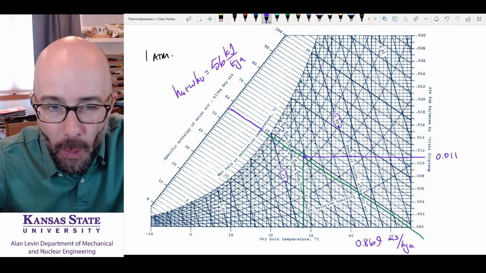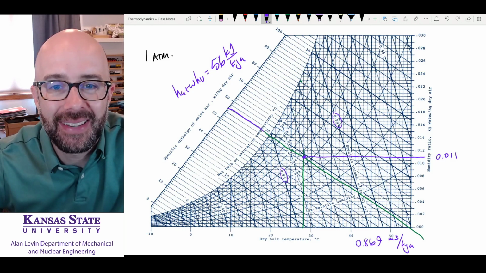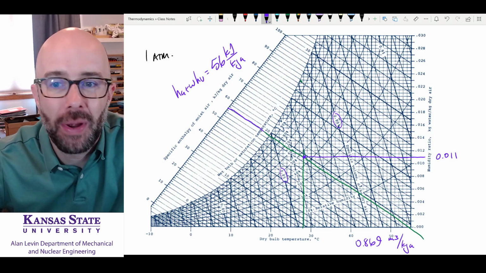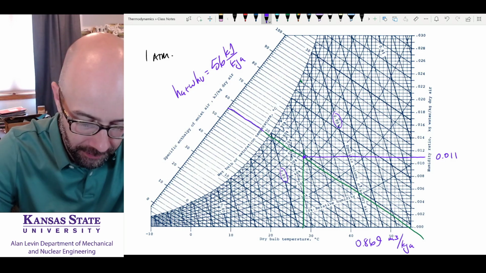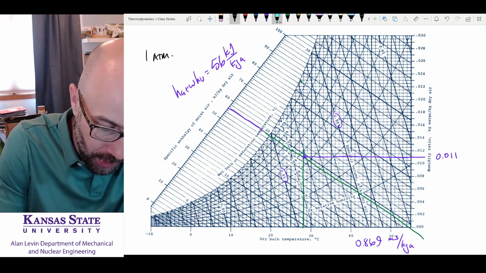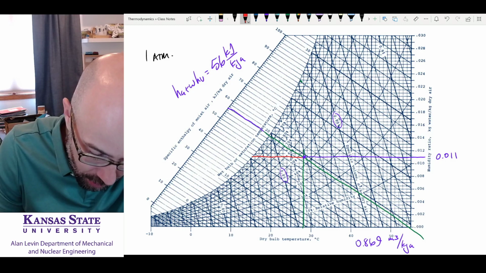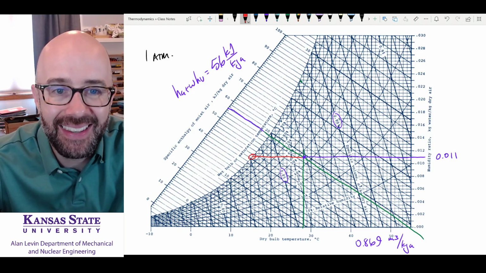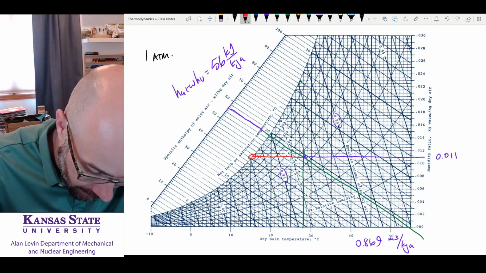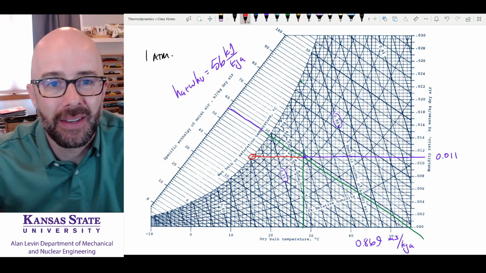The dew point is what we get if we were to cool this down at constant pressure without changing the humidity ratio until we reach saturation. Going straight over, that's where our dew point is. I can say the dew point in this house is going to be about 15 and a half degrees Celsius.